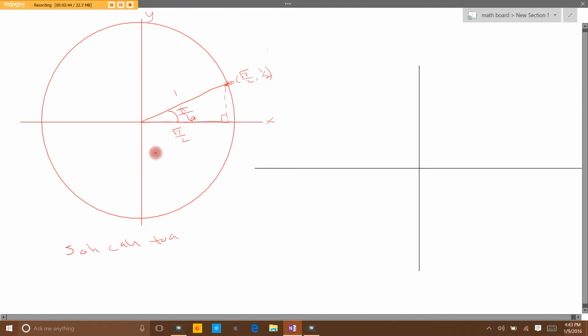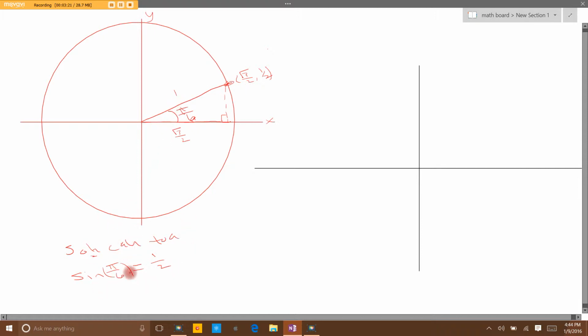So if we take sine of theta, and what's our theta in this case? It's pi over 6, right? Sine of pi over 6, or 30 degrees, depending on what level your class is at, equals what? We said it's opposite over hypotenuse. So with respect to this triangle, our opposite side from pi over 6 is, like we said, 1/2, over the hypotenuse. Our hypotenuse is 1. So it's simply just 1/2.